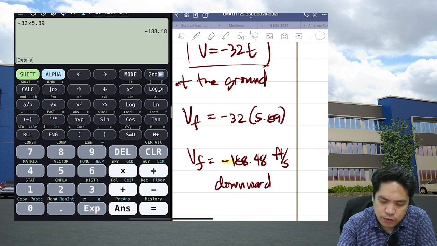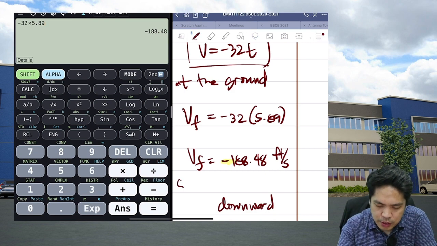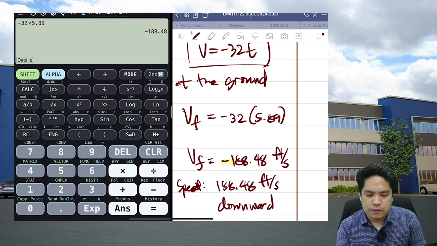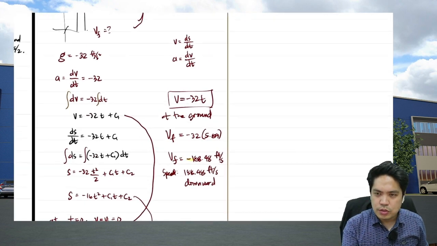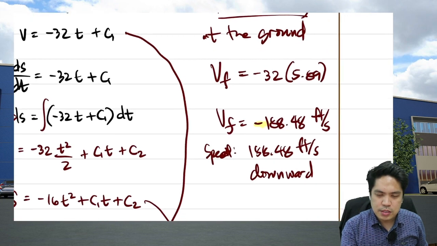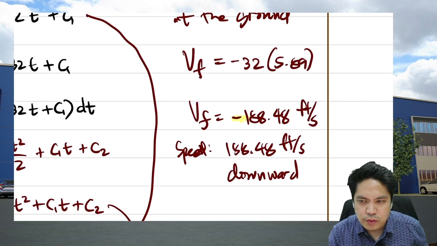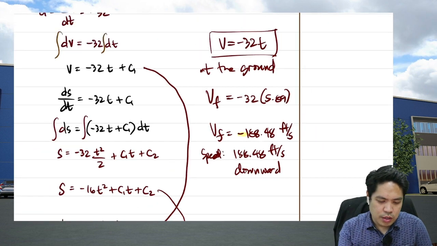Right? So therefore, we say that the velocity or the speed is 188.48 feet per second, downward because negative. So that's it. That easy. So we'll have more examples of this during our synchronous meeting. So that's it for our lesson, and I'll see you next topic.